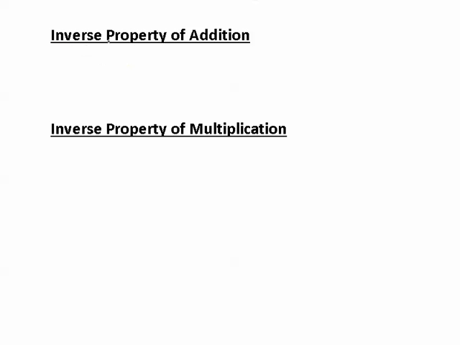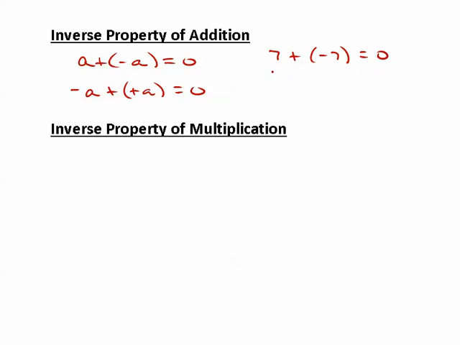The next property we're looking at is called the inverse property of addition. Essentially, that is just adding the opposite. So for example, if I take a plus the opposite of a, anything plus its opposite gives us 0. And the same thing applies if I take negative a plus its opposite, which is positive a, we also get 0. So if I take, for example, 7 plus the opposite of 7, which is negative 7, we get 0. And same thing if I take negative 7 plus positive 7, which is the opposite of negative 7, obviously, we get 0.